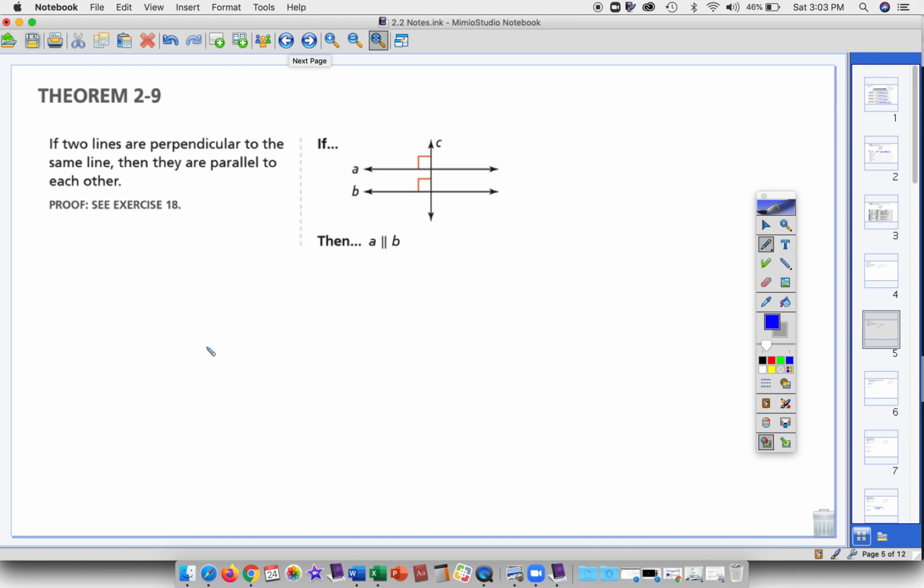And the next theorem, if two lines are perpendicular to the same line, then they are parallel to each other, which again makes sense. If they're perpendicular to the same line, then that means we have all right angles here. So really we could use any of our new converses to prove that A is parallel to B.